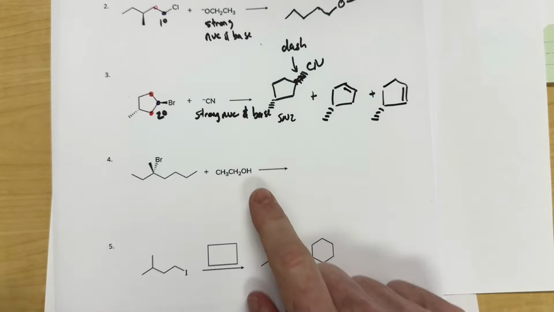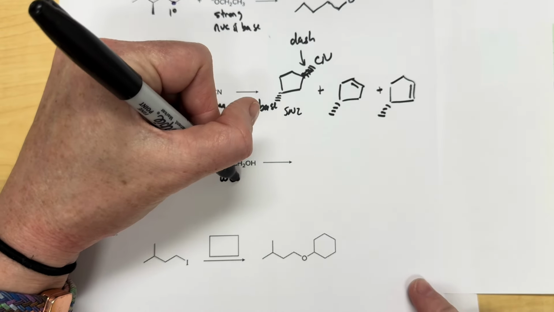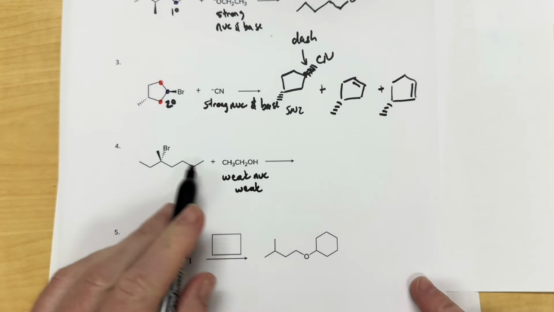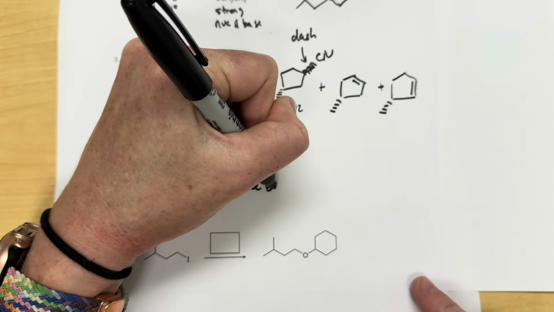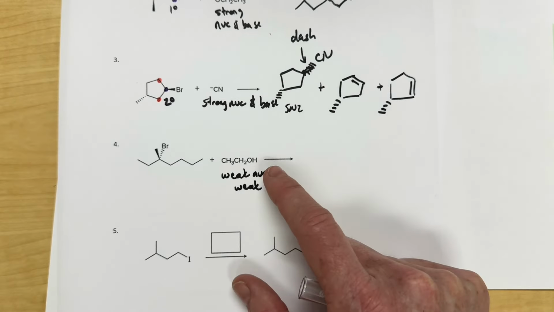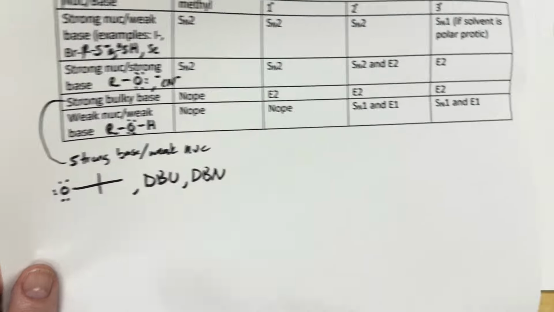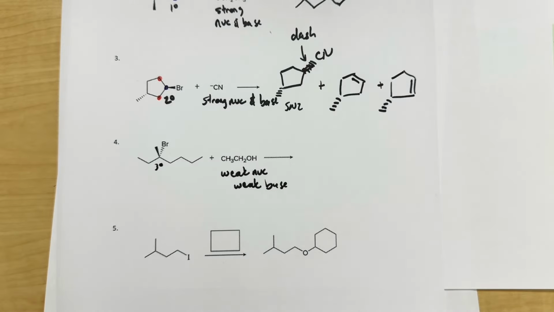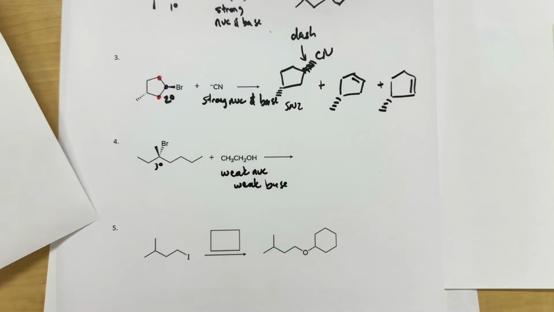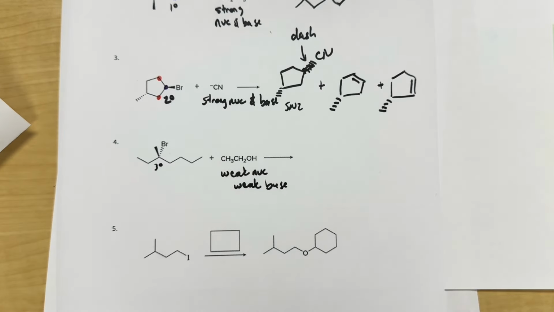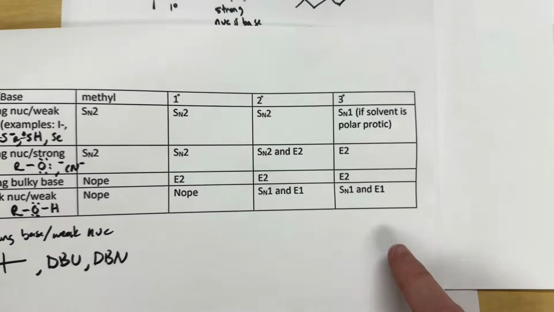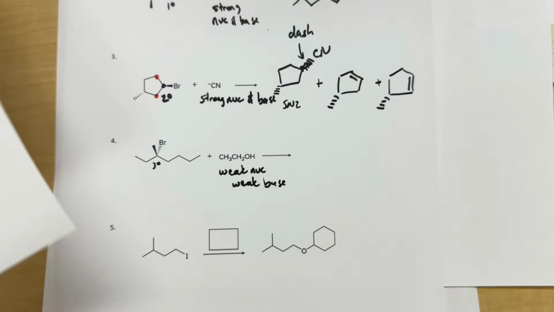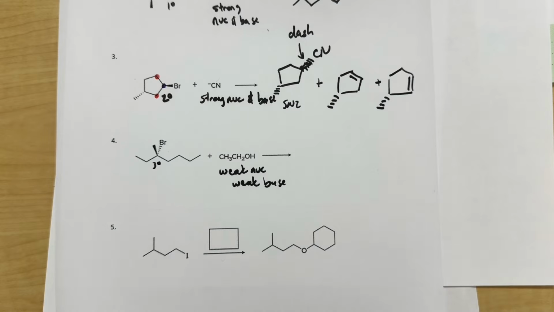All right, now I noticed right away this is weak, and I know that weak nukes and weak bases, especially if it's going to be a substitution, prefer tertiary, and I see that this is tertiary. Okay, again, it's weak because we know it's some R to an OH. Okay, so this is tertiary, and therefore the resulting product for something that's tertiary, when you have weak nuke and weak base, will be an SN1 and E1. And SN1 and E1 usually go together, so you'll get really used to that.